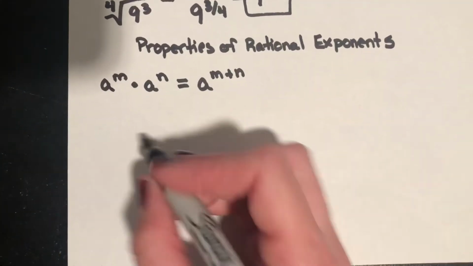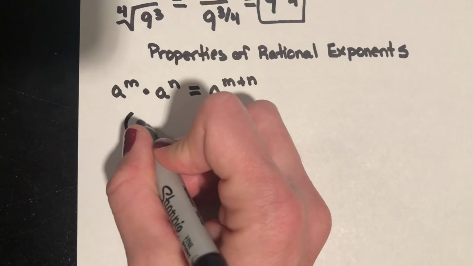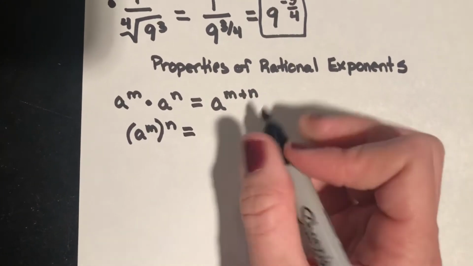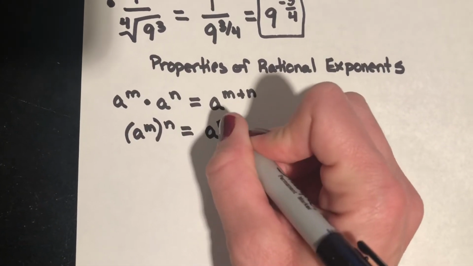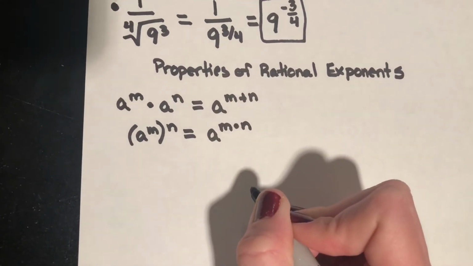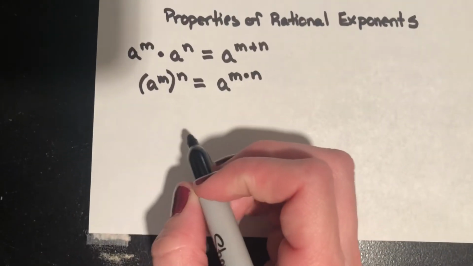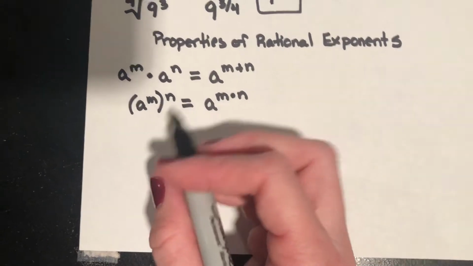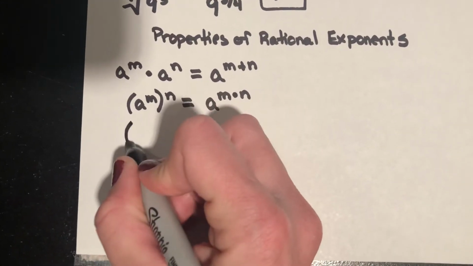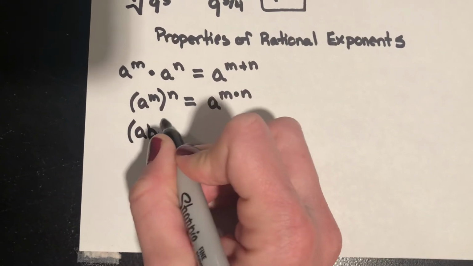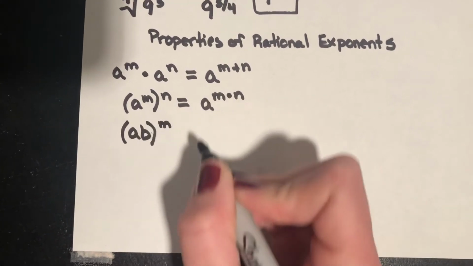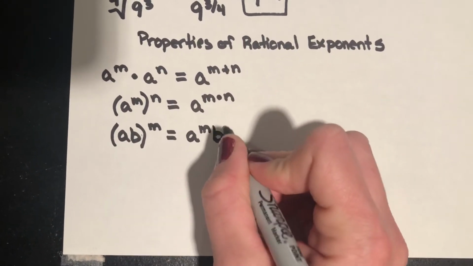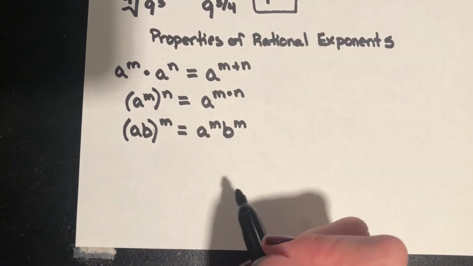All right, let's go over a second one. If we have a to the m to the nth power, we're going to multiply the exponents together. So this is a to the m times n. Let's go to another one. All of these are review, so I'm going through them a little bit quicker than normal, but this should all be review right here. If we have ab, quantity to the mth power, we can break that up and say a to the m times b to the m. And it's the same thing.